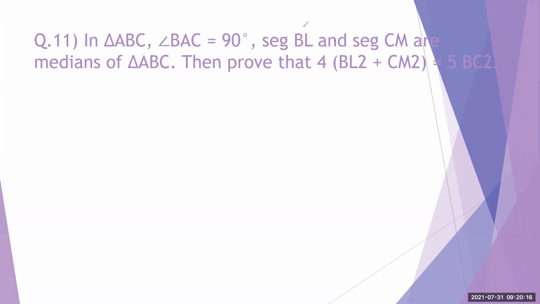Okay, so let's see question number 11 here. In triangle ABC, angle BAC is equal to 90 degrees. Segment BL and segment CM are medians of triangle ABC. Then we have to prove this: 4 times (BL square plus CM square) is equal to 5 times BC square. ये आपको prove करना है.